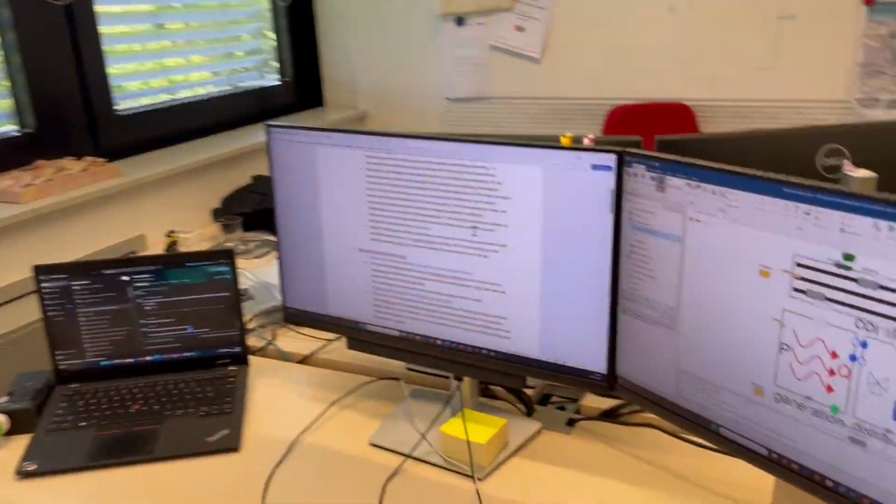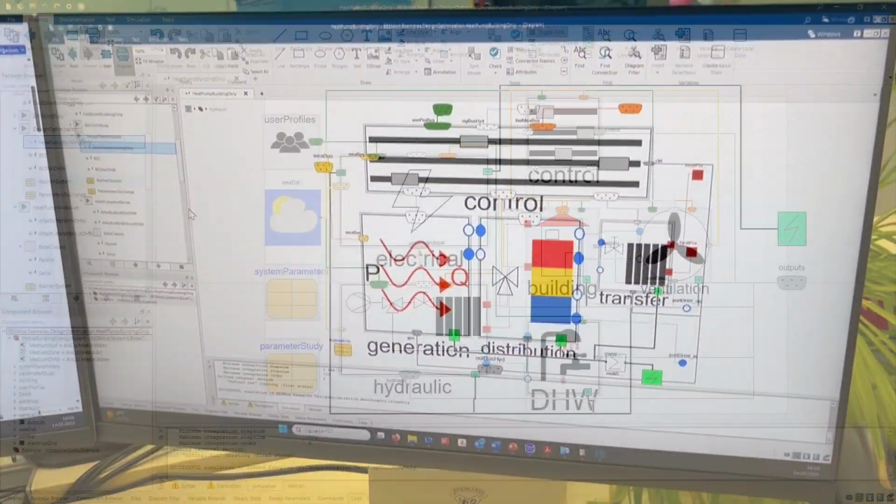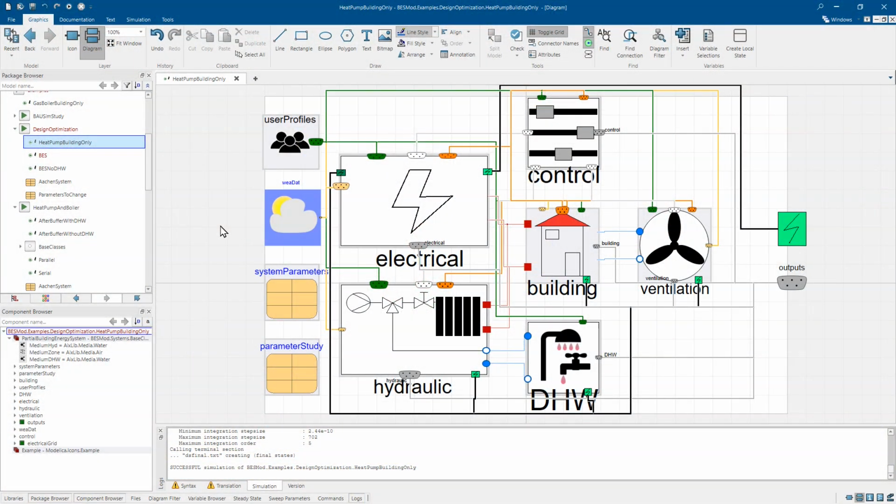For our building simulation, we use Modelica. Modelica is an object-oriented modeling language which allows us to dynamically model physical systems. This is our in-house library for dynamic modeling of building energy systems, short BESMOD.